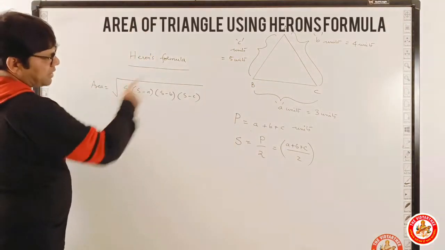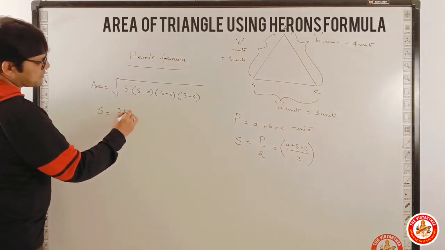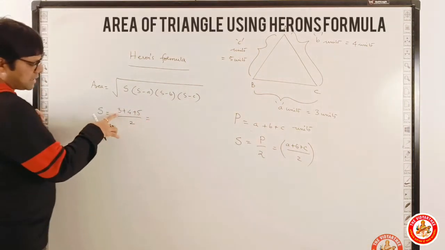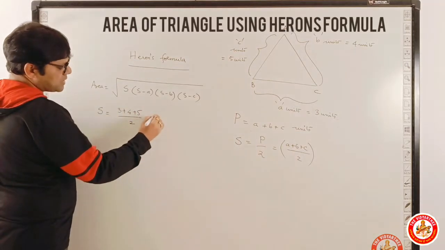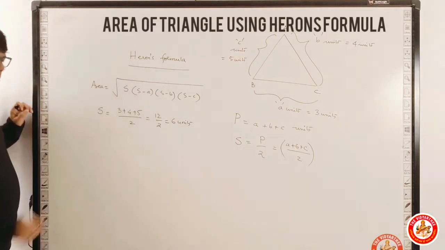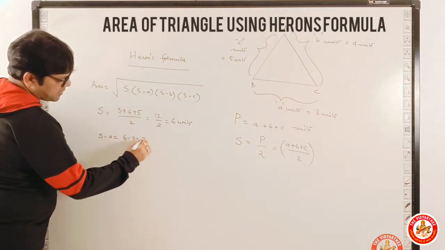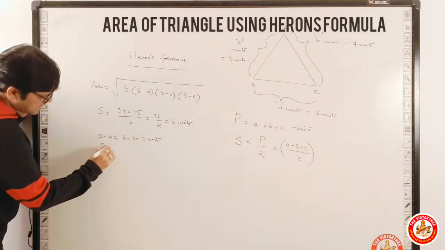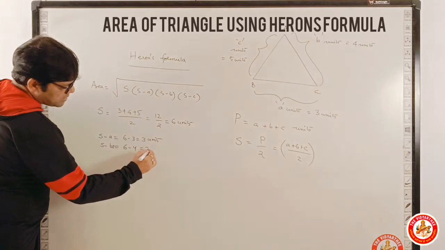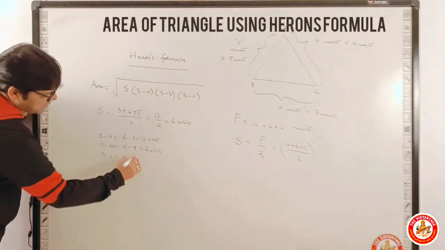Fine. To find out the area of such a triangle, first we need to find the semi-perimeter, which means 3 plus 4 plus 5 whole divided by 2. So this is 9 plus 3, 12. 12 by 2 is 6 units. So semi-perimeter is 6 units. Hence, S minus A will be 6 minus 3, that is 3 units. Similarly, what is S minus B? It is 6 minus 4, which is 2 units. And S minus C is 6 minus 5, that is 1 unit.